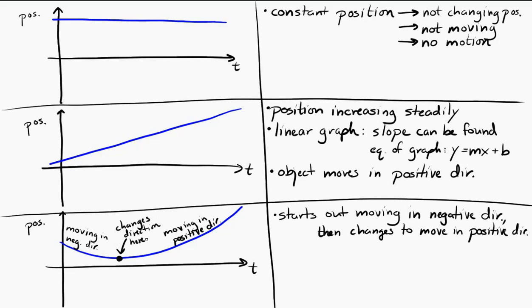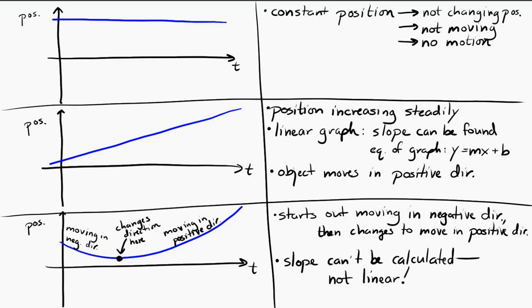Also, in this graph, we would have trouble calculating a slope. If I asked you to calculate the slope of this graph, you should probably look at me pretty funny because it's not linear. You cannot describe this graph using the equation y equals mx plus b.